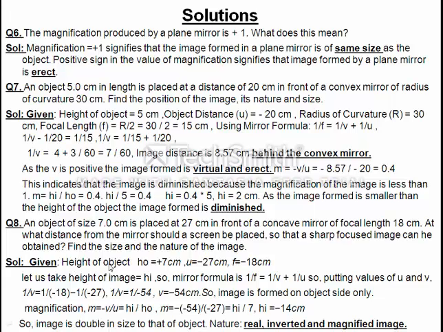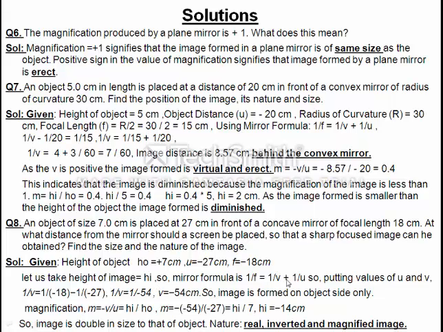So first we will write the given: Ho is given, U is given, F is given. Now I can imagine that you have a clear idea how to solve the numerical. If you still face any problem, please contact me. Please clear your doubts. Okay.